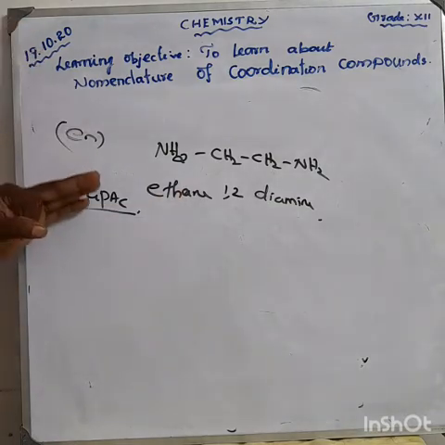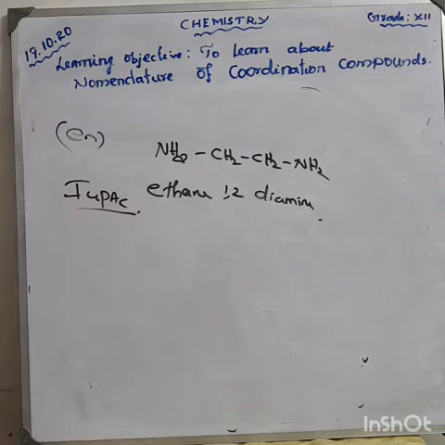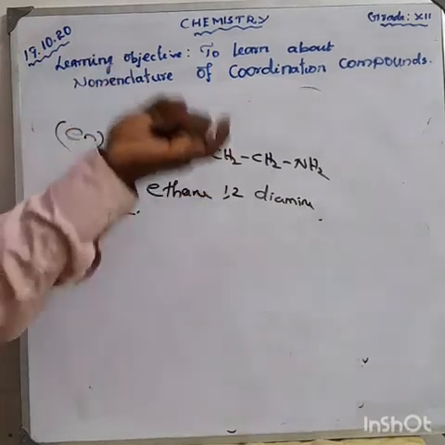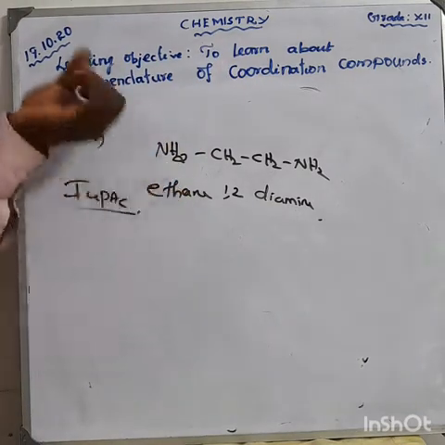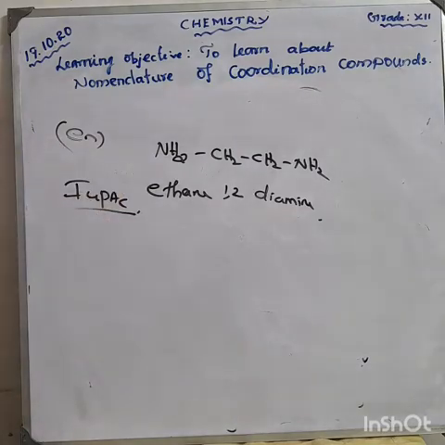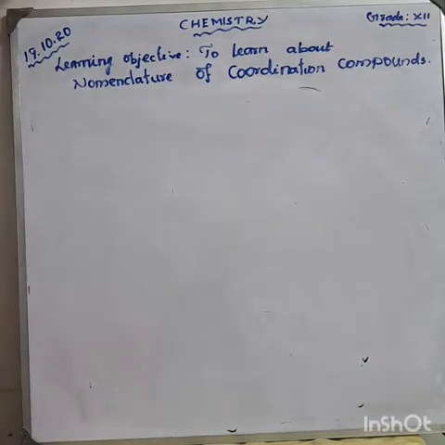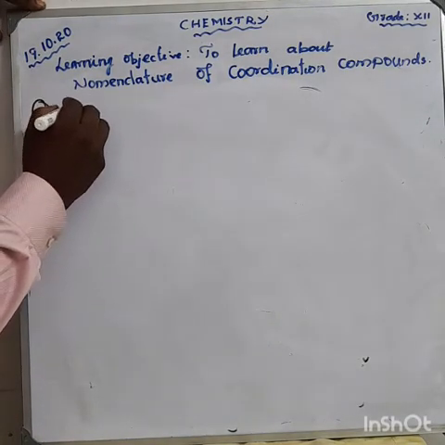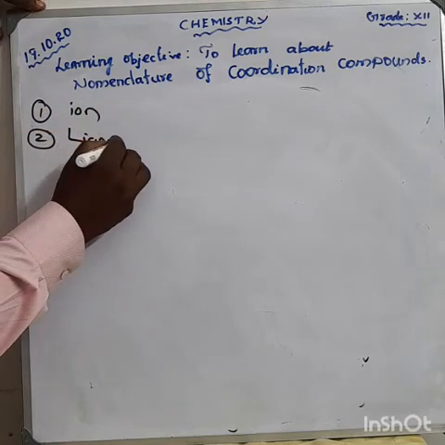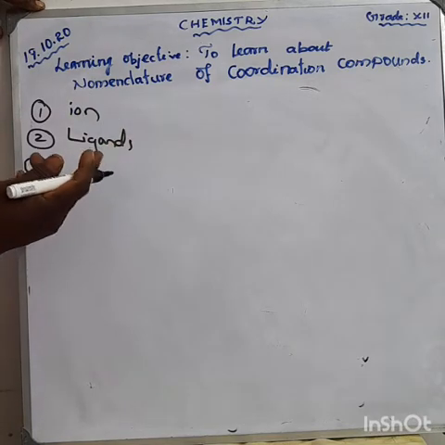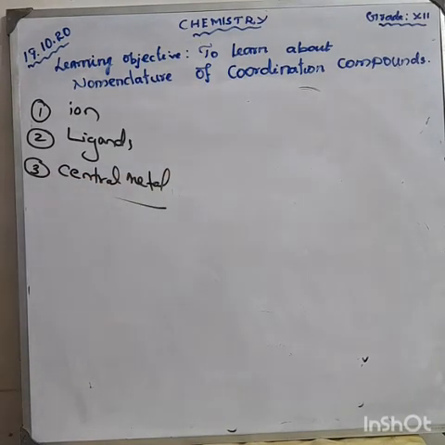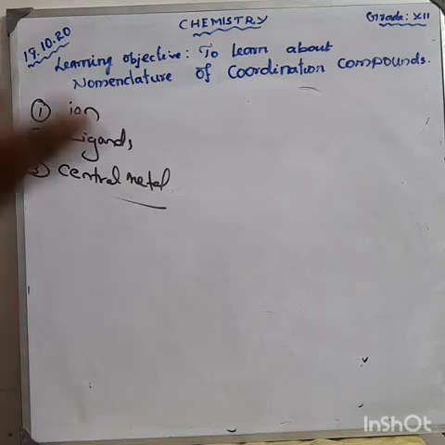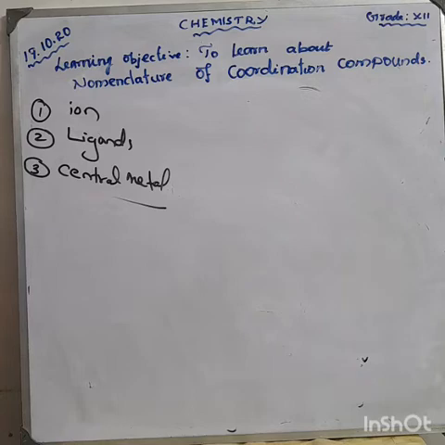Now about the name of the central metal ion, which is very important. How can you give the name of the central metal? First, I told you how to name the ions, then the ligand names. Next, the third one is the name of the central metal ion. In this order, the first is the ion, the second is the ligand, and the third is the name of the central metal. In a cationic or neutral complex, the element name is used for naming the central metal atom or ion.